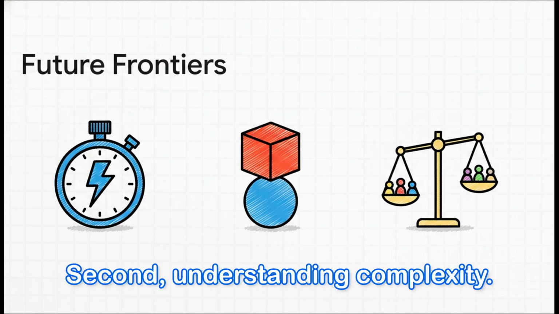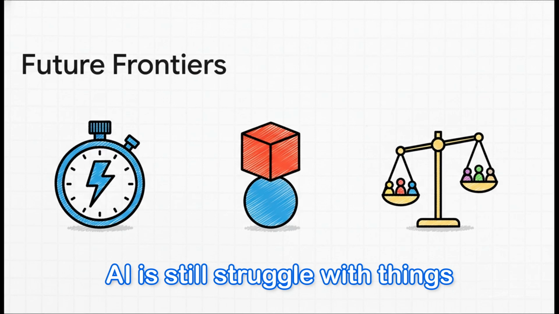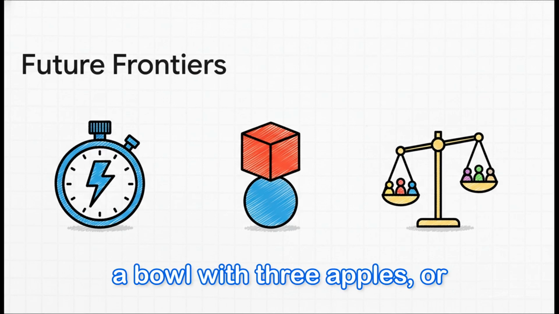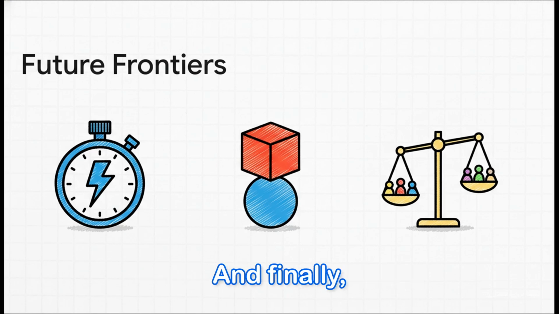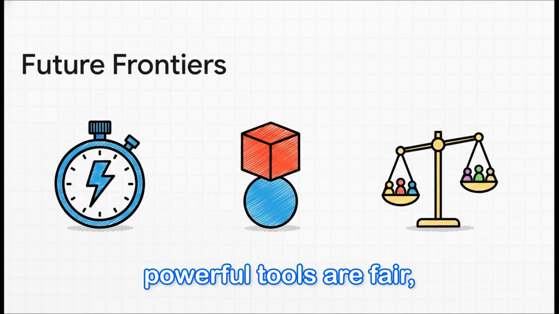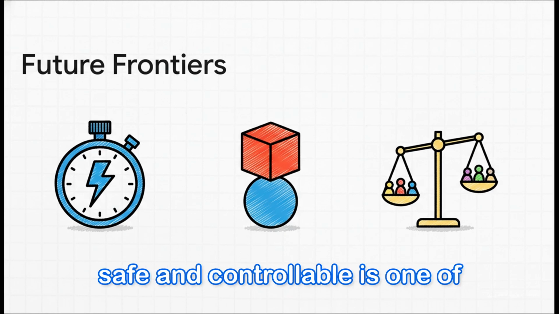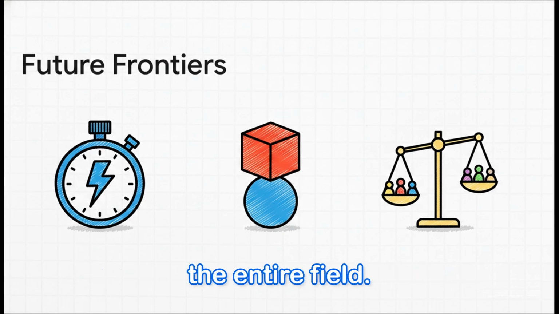Second, understanding complexity. AIs still struggle with things like counting, a bowl with 3 apples, or spatial relationships, a red cube on top of a blue sphere. And finally, and this is a huge one, safety and bias. Making sure these incredibly powerful tools are fair, safe, and controllable is one of the most important challenges for the entire field.